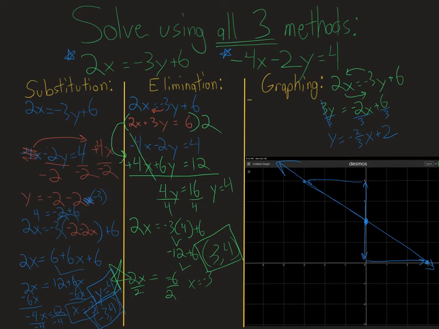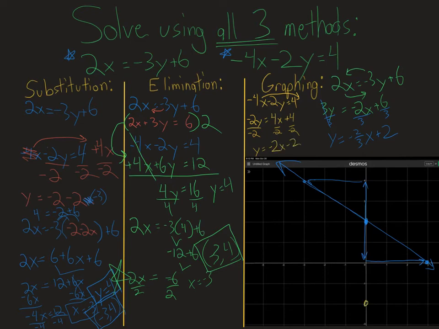Negative 4x minus 2y. Okay. All right, let's move that 4x over. So now we have a negative 2y. Don't forget your negative. Plus 4x now, plus the 4. Divide off that negative 2, and we get y equals negative 2x minus 2.